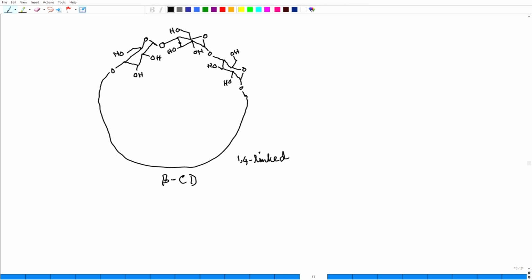How does this molecule look? This molecule is not planar, but it has a 3-dimensional structure. How? It looks like this. Let me draw all this.